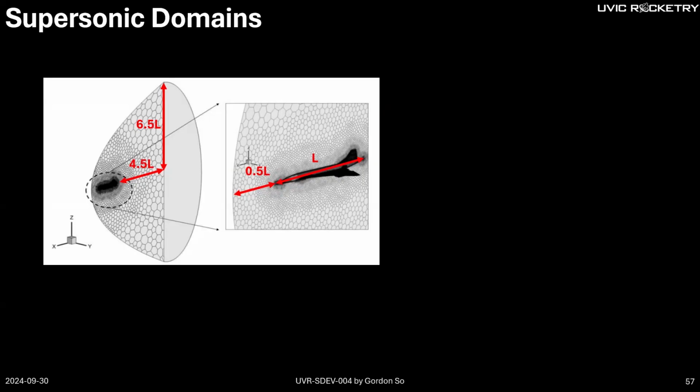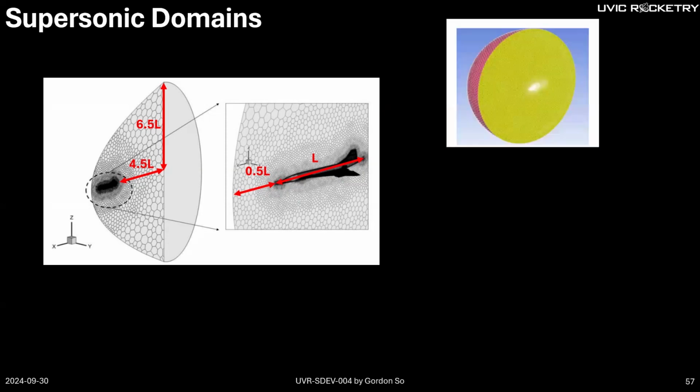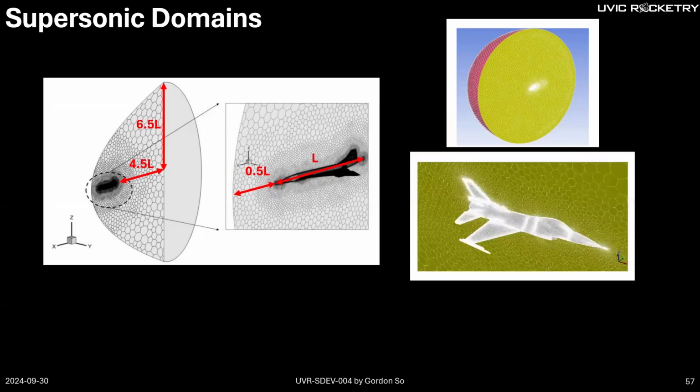Usually you would do this as pressure far field too, because what is far field? It doesn't affect upstream, right? So that is usually the approach. And again, even a ball shape would work. CFD domains are really weird. You will see weird geometries. And yeah, I think this is for the F-16.